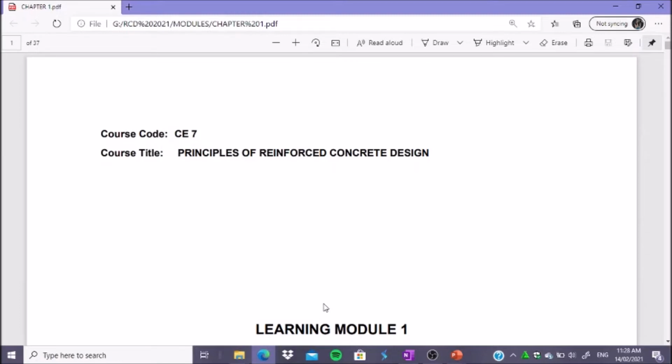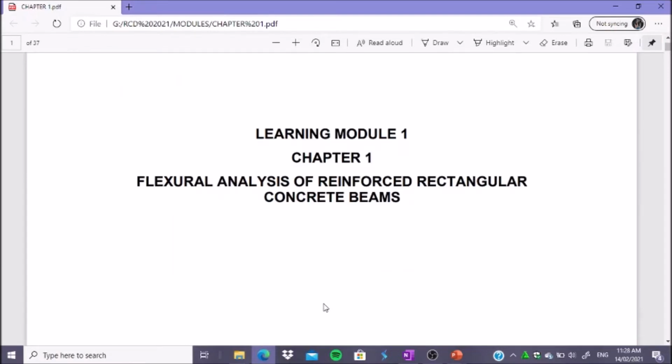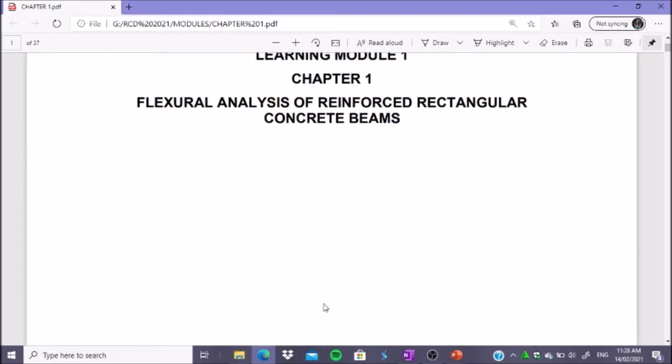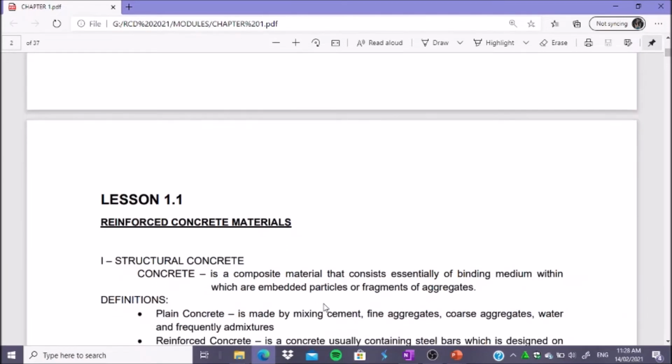This will be C7, Principles of Reinforced Concrete Design, and we will start with our learning module 1. This will cover flexural analysis in reinforced rectangular concrete beams.